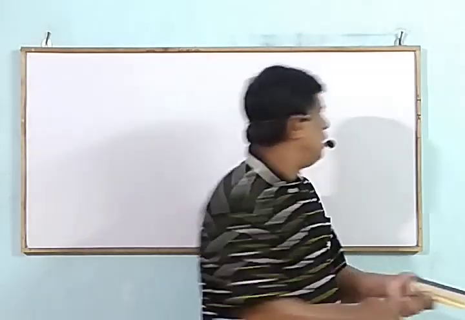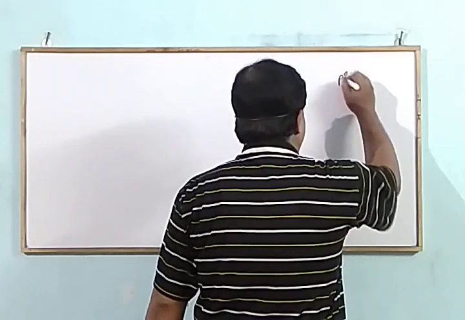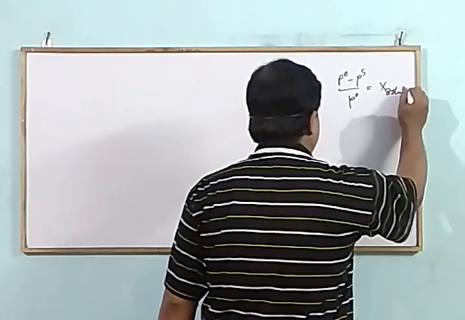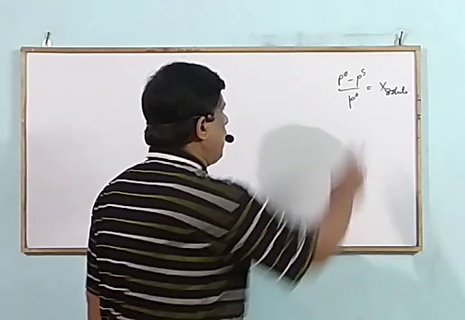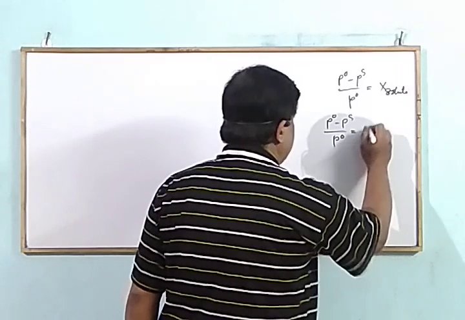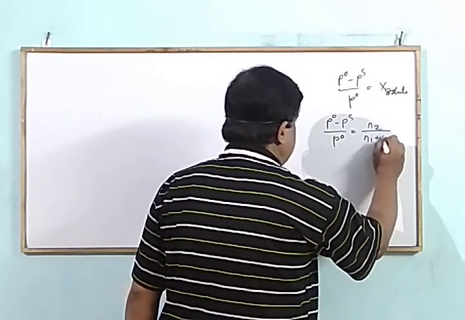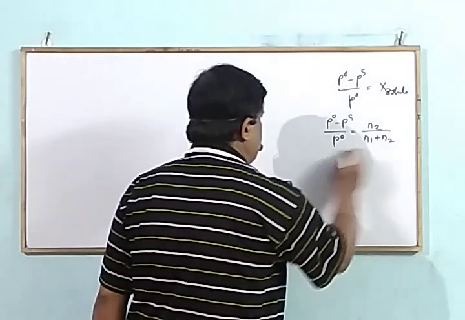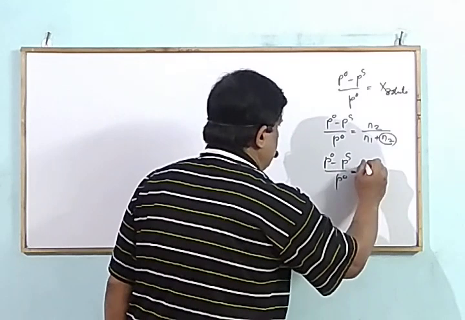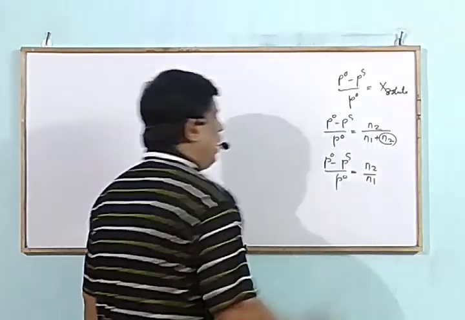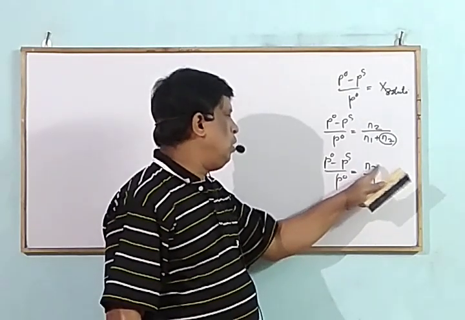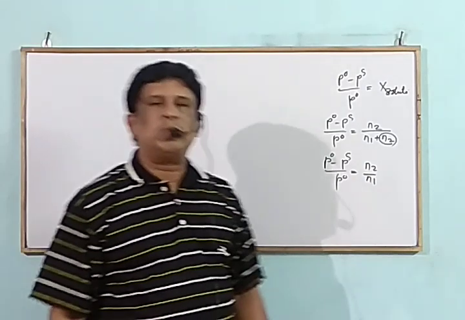So what is the formula? P0 minus PS by P0 is equal to mole fraction of solute. If we apply this formula, P0 minus PS by P0 is equal to N2 by N1 plus N2. For a dilute solution, neglecting N2 in the denominator, P0 minus PS by P0 is equal to N2 by N1, where N2 is the number of moles of the solute, N1 is the number of moles of the solvent.